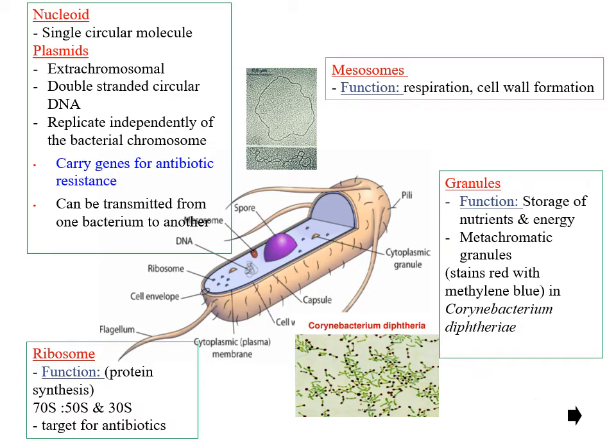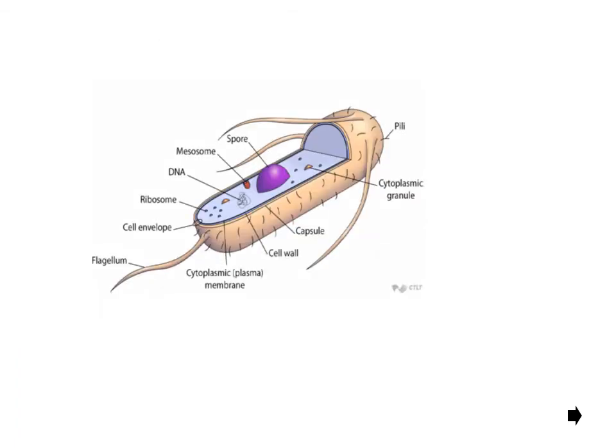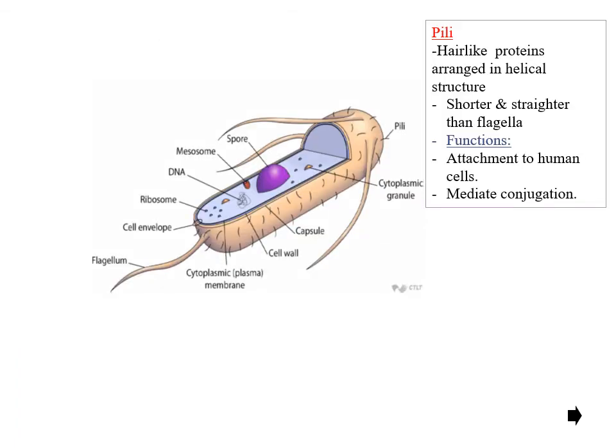Now let us move to the next slide. Okay, now we come to the appendages. What we mean by appendages is these extra structures. Can you see these hair-like structures? One of them is pili, these little hairs outside, and these are proteins arranged in a helical structure. We'll see in a minute what helical structure means. They are very short and straight compared to the flagella, which are much longer.